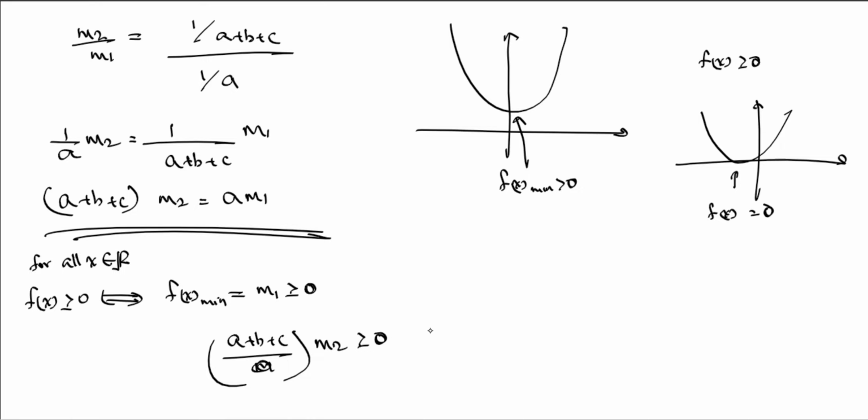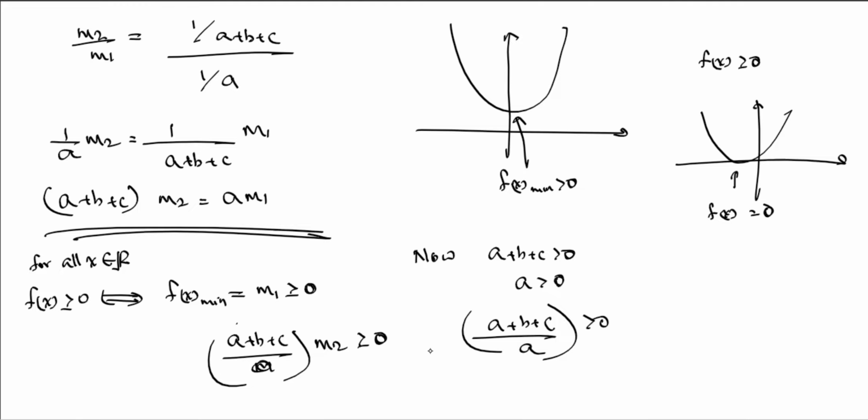We have a small amount of working to do. Now a plus b plus c is positive, they have given you this data, and a is positive in the question itself. If this is positive and this is positive, that means (a plus b plus c) divided by a, this whole thing, is positive. Therefore m2 must be positive or equal to 0. So you can say that this implies m2 is positive or equal to 0.